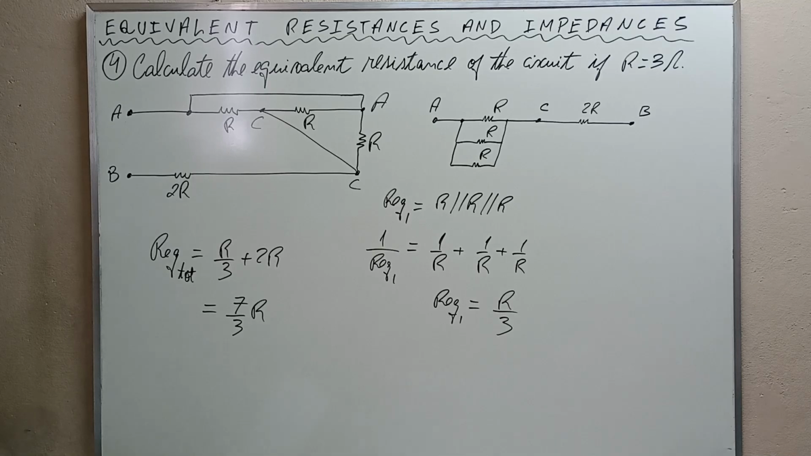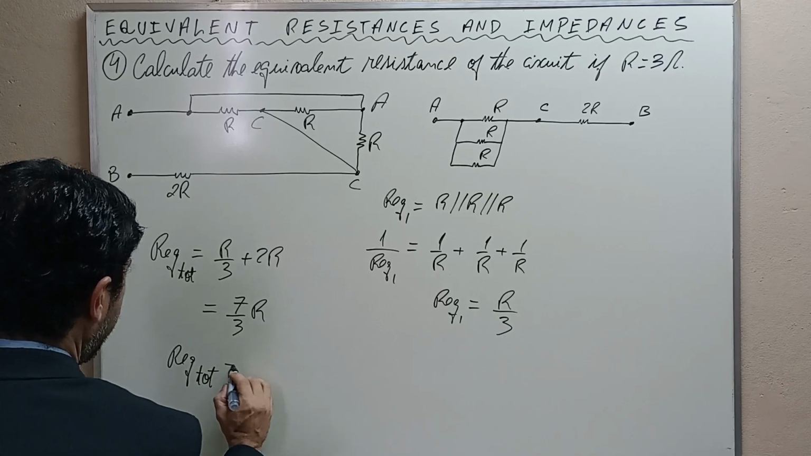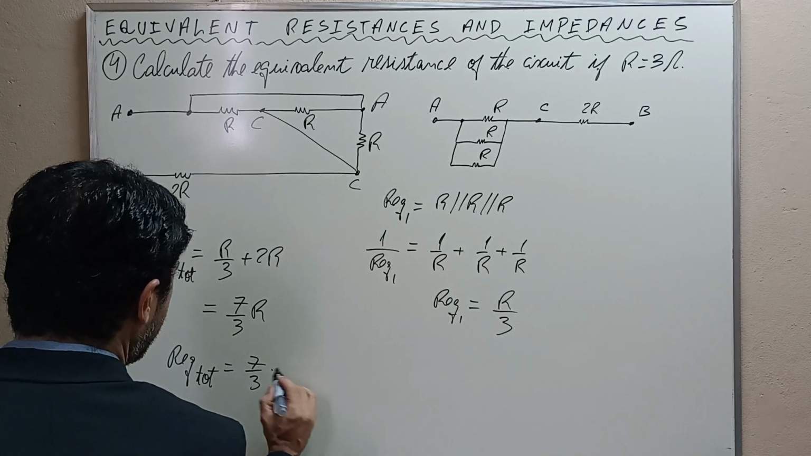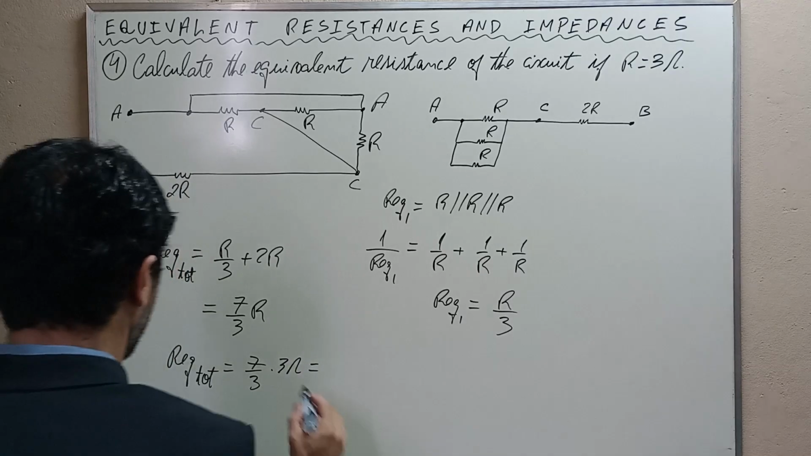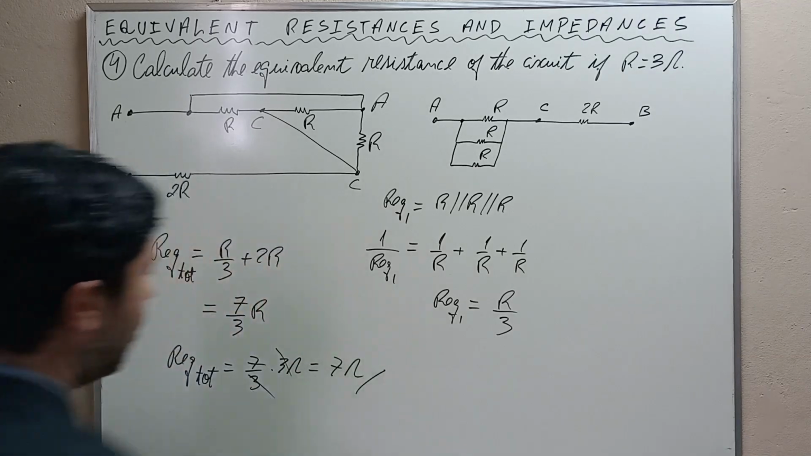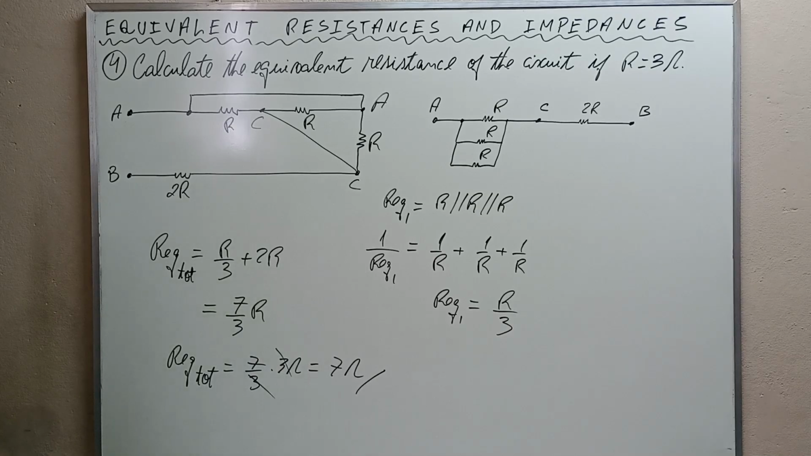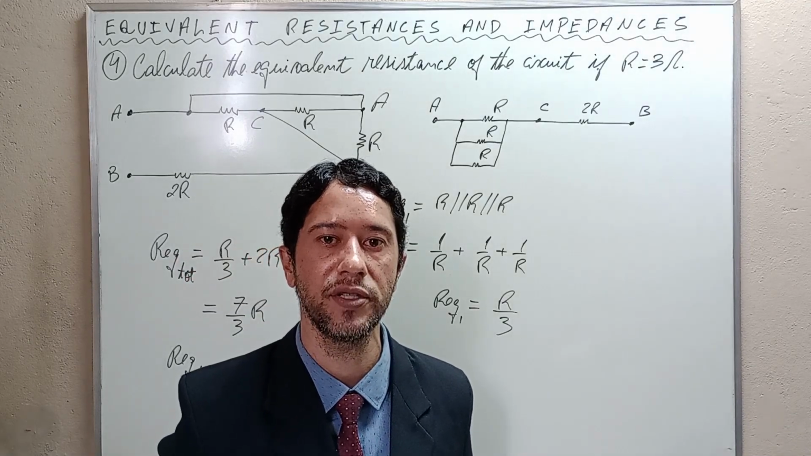And the exercise wanted us to use that R is equal to 3 ohms. Consequently, the total equivalent resistance is 7 over 3 times 3, and this is equal to, they cancel each other out, 7 ohms. Okay? Thus, the total equivalent resistance is 7 ohms. And this is all for the discussion of exercise number 4. Let's go to the next. Let's go to exercise number 5.